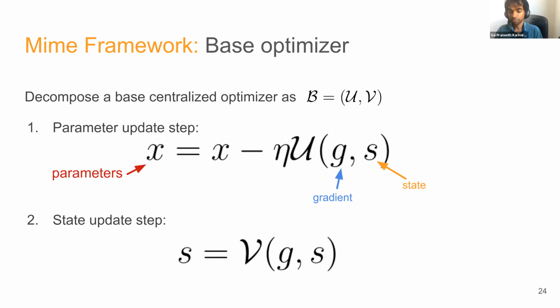When I want to generalize this to an arbitrary algorithm, I'll make some assumptions about what the centralized base optimizer is doing. This is a very functional programming way of looking at what an optimizer does. We say that we can split any base optimizer algorithm, denoted by B, into two parts: the parameter update step and the state update step. The parameter update step takes the gradient and some state S and uses them to compute an update to the parameters. Then there's a state updater which takes the gradient and the previous state and computes the new state.